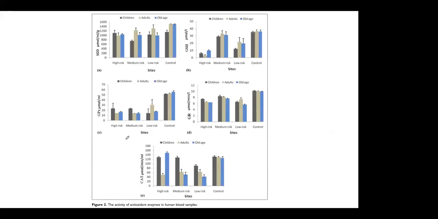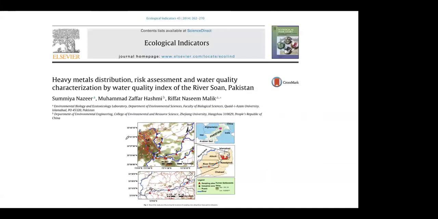So these are some antioxidant enzyme activities, and these figures suggest that after exposure to the heavy metals, oxidative stress and antioxidant enzymes were expressed in the human blood samples. This was the correlations, and some metals were highly correlated with the oxidative stress and the antioxidant enzymes.